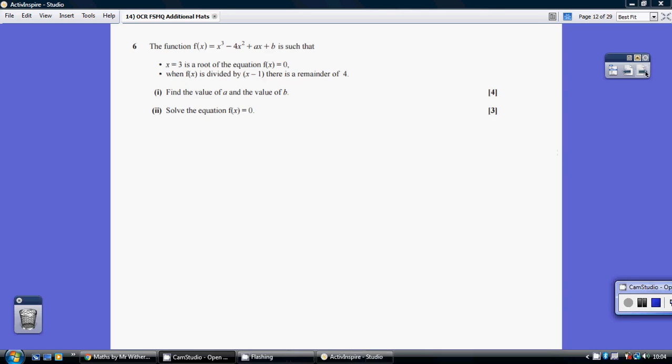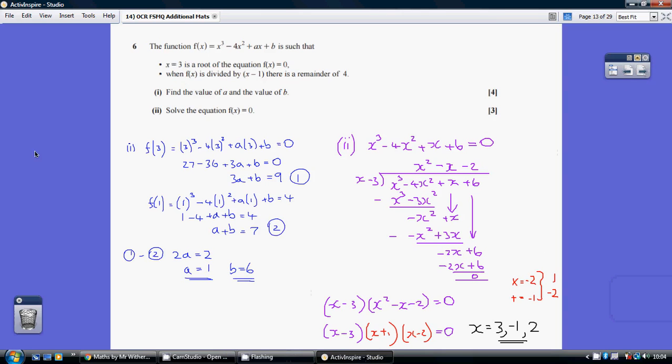Question 6. So for part 1 we use a bit of factor theorem and remainder theorem. So we know when we substitute 3 into the function we get 0. So substituting 3 in, we can generate, when we've tidied it up, this linear equation involving a and b. That's having substituted 3 in and making it 0.